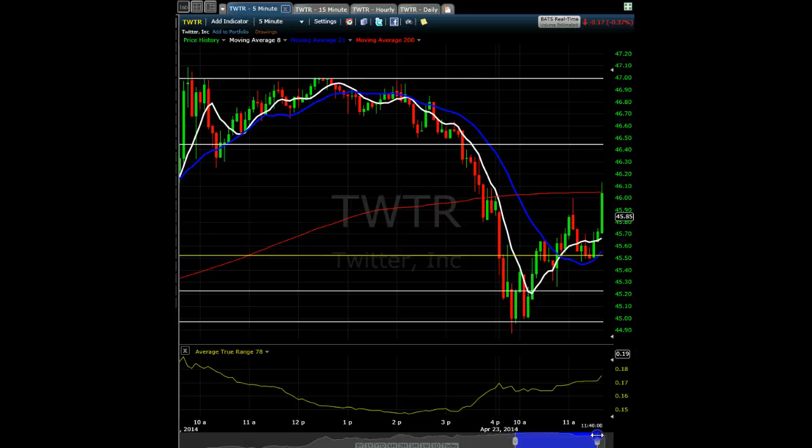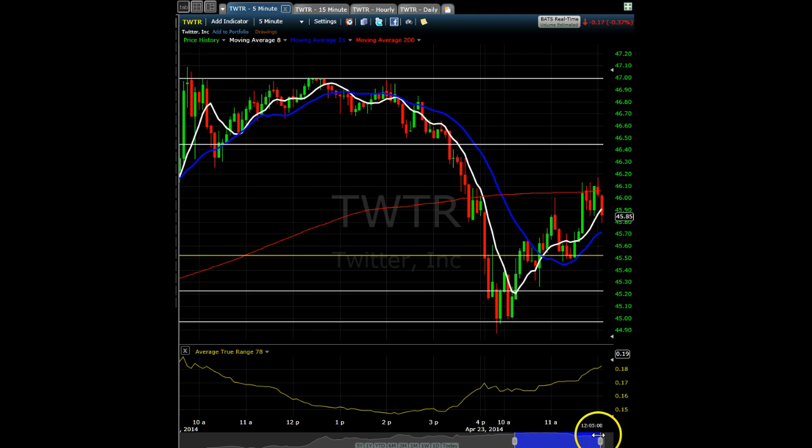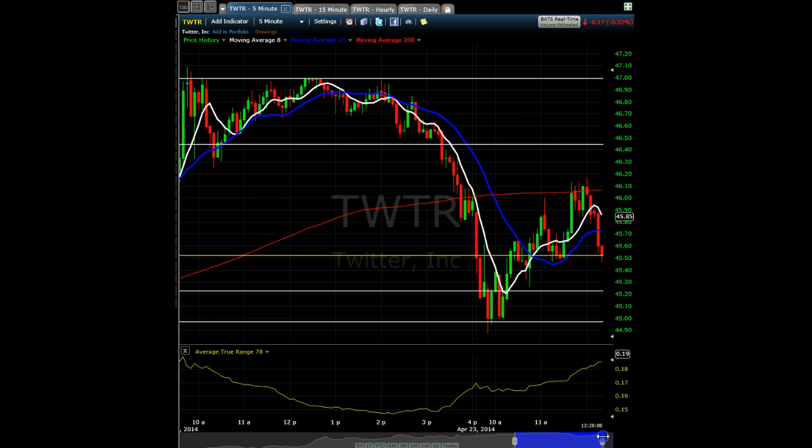So now I got a nice move. At that point, once I've got a move like that, I'm going to move my stop to break even. So now if it comes back down to that yellow line, I'm going to get out, and the target that I'm going for is that white line up above, up here. And as you can see, it rolled over and stopped me out.